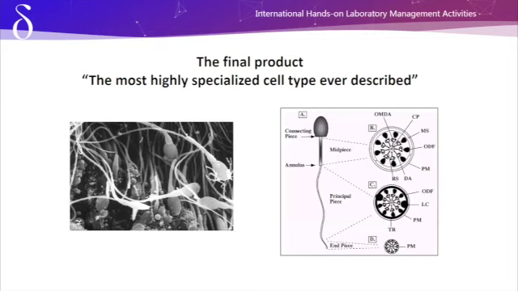So the final product of spermatogenesis is the spermatozoon, which has been defined by somebody as the most highly specialized cell type ever described, and is certainly one of the most specialized cells present in human beings. Here also a schematic illustration of the composition of human spermatozoa.